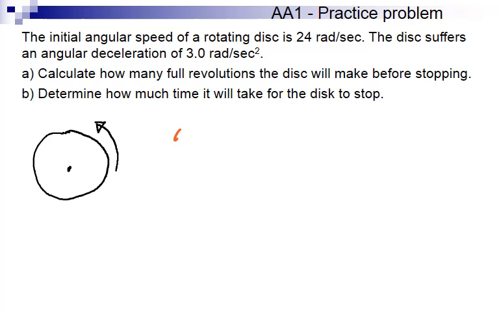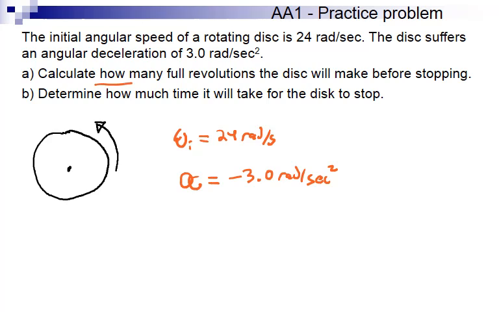It should be omega. Omega initial is 24 radians per second. And we know the angular deceleration, and I forgot to mention this earlier, it's that Greek letter alpha that they give for angular acceleration, not A. And it's decelerating, so we'll have negative 0.30 radians per second squared.